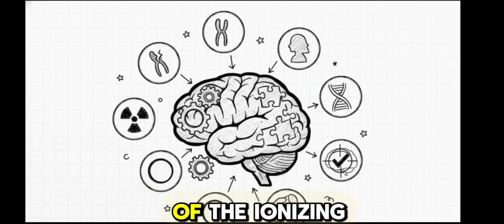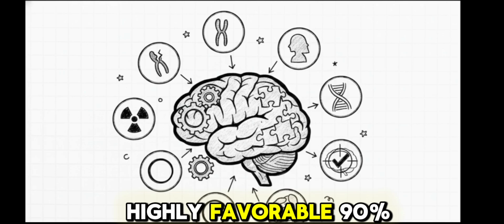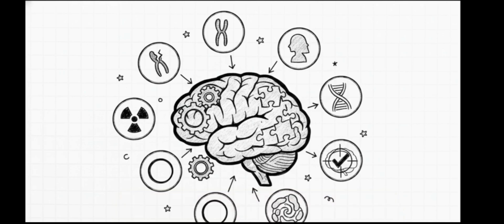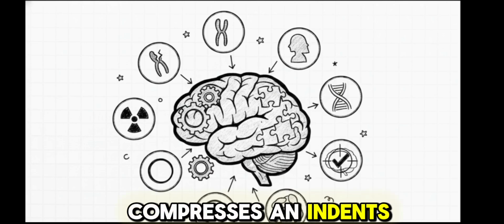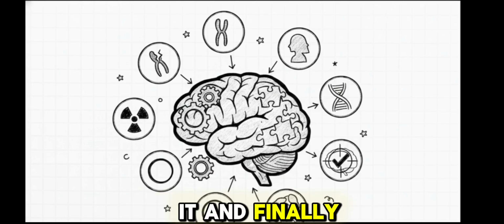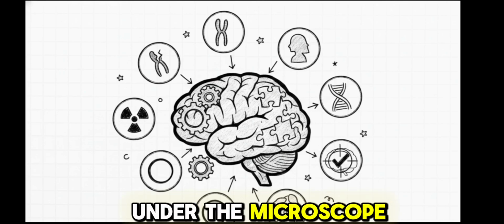I reminds us of the ionizing radiation risk. The second N stands for that highly favorable 90% removal success rate. G reminds us that grade 1 is the most common. E stands for extraaxial, meaning the tumor compresses and indents the brain rather than invading it. And finally, S stands for the syncytial and spindle cells you'll see swirling under the microscope.